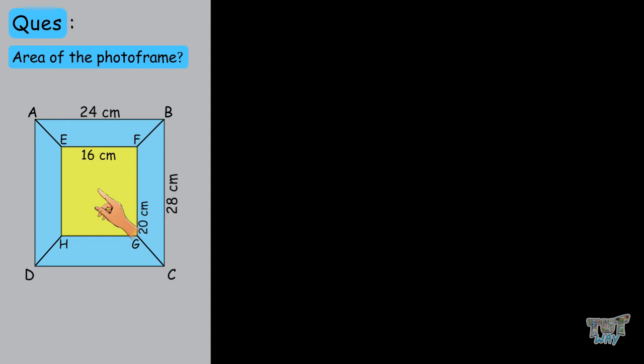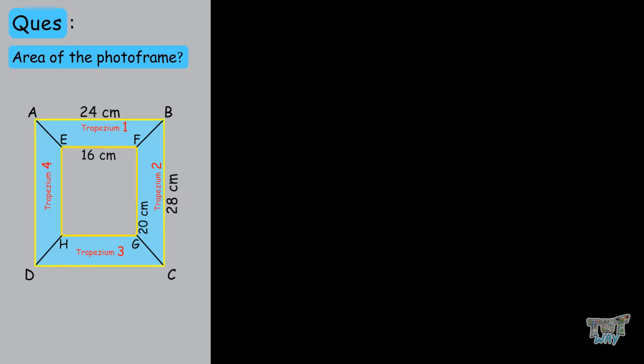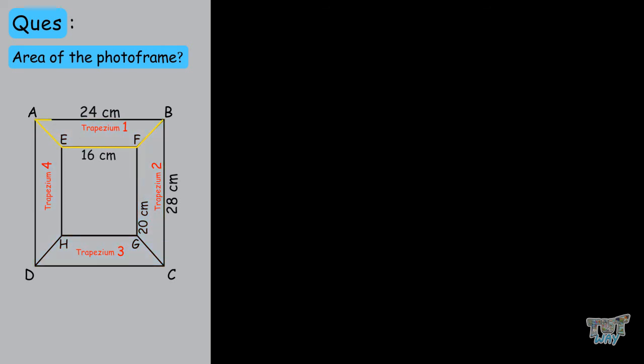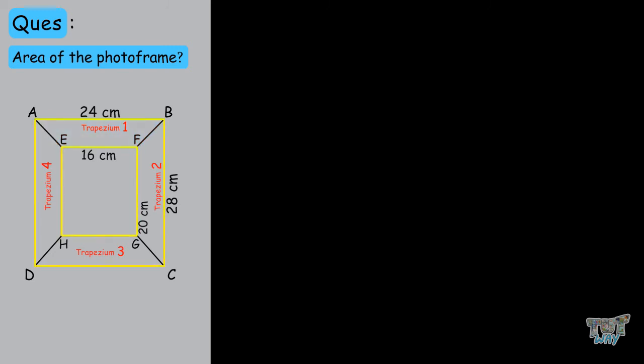Now we will be finding the area of the photo frame. We can see that we have 4 trapeziums in the photo frame. The inner and outer sides are parallel to each other. And if you look at the figure A, B, E, F, it is a trapezium because sides EF and AB are parallel, where it has one pair of parallel sides and the other sides are not equal to each other. So we can find the area of the 4 trapeziums to find the area of the photo frame.